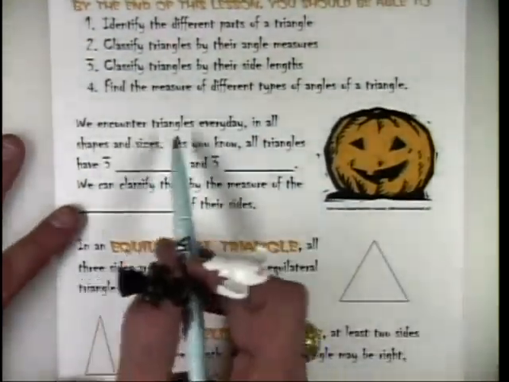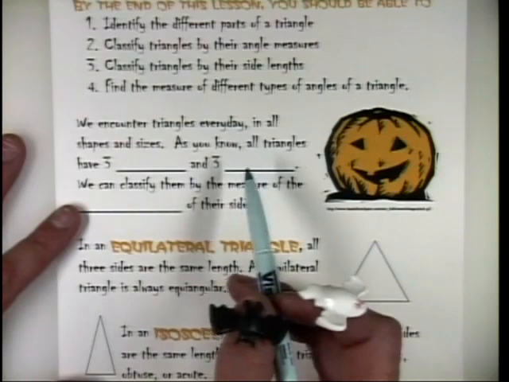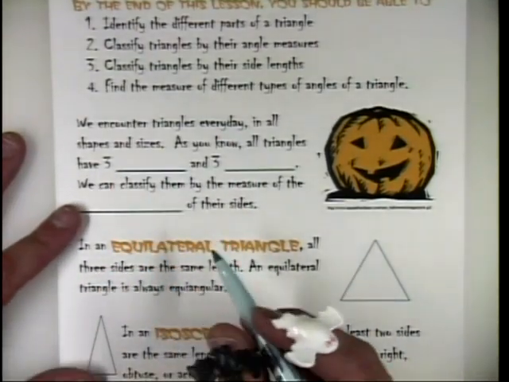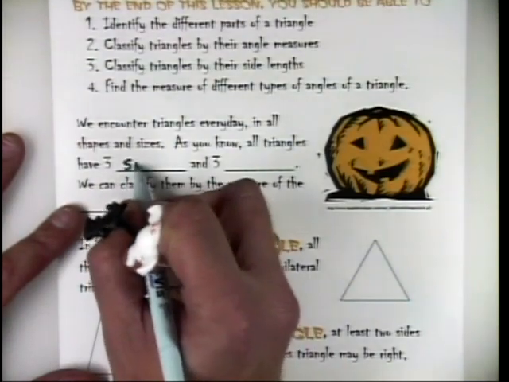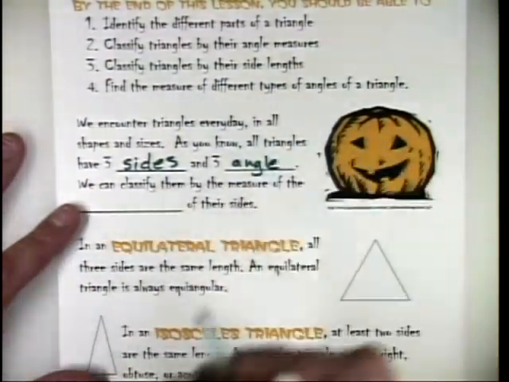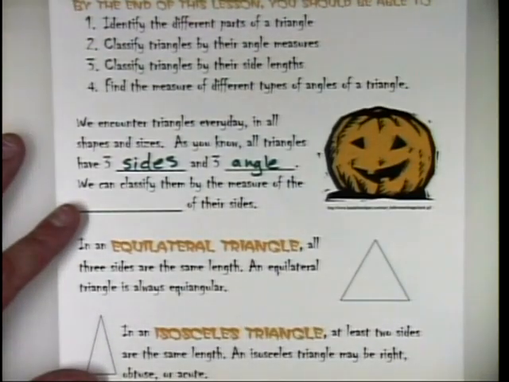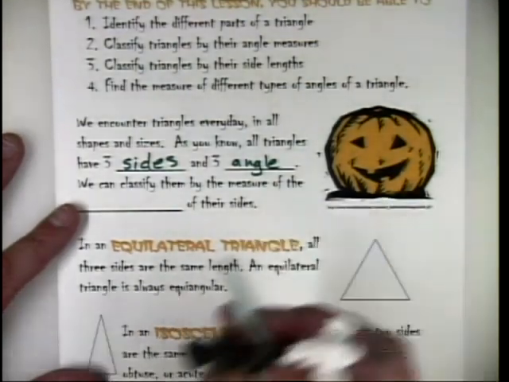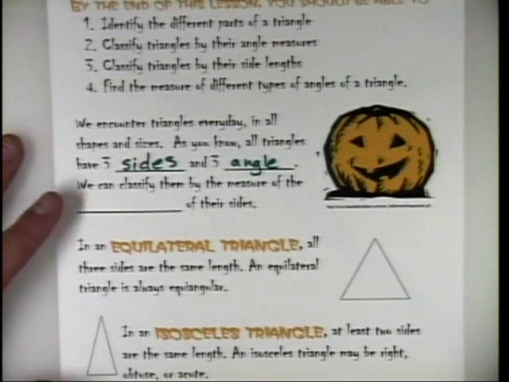Now we encounter triangles every day, right? In all shapes and in all sizes. And as you all know, all triangles have 3 sides and they have 3 angles. Look at this little pumpkin guy over here. Jack-o'-lanterns, they got triangles for eyes. See that? 3 sides, 3 angles. And look, he's smiling because he's on a geometry show.